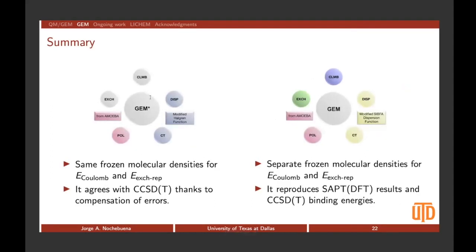In summary, the separation of Coulomb and exchange repulsion terms using distinct frozen molecular densities and the implementation of a modified dispersion term significantly improved the GEM water model. This new parameterization showed that each contribution from GEM reproduced accurately the SAPT-DFT results, as well as the water cluster binding energies, whereas GEM star agrees with the water cluster thanks to the dispersion charge transfer contribution.